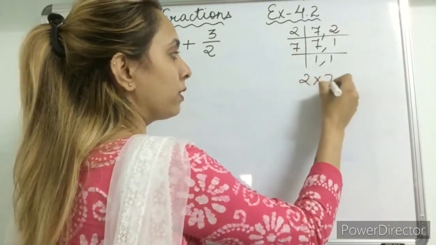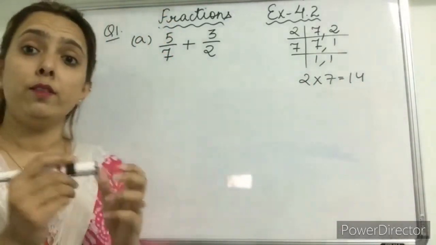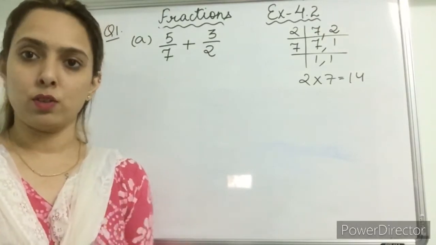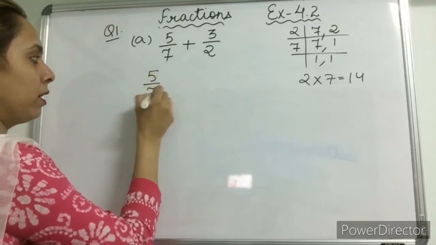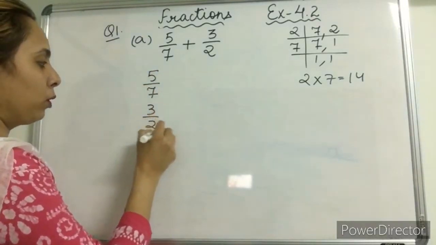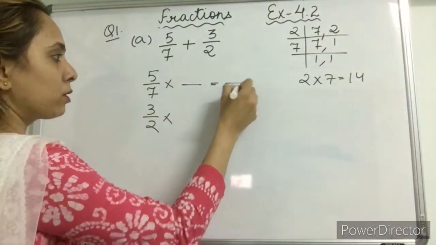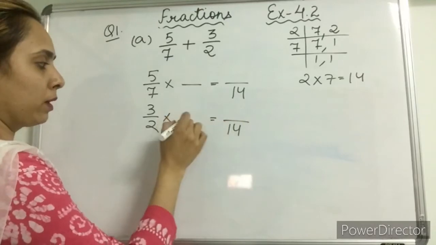Two 7s are 14. So 14 is the denominator. So we will convert these unlike fractions into like fractions first. Same procedure, 5 upon 7 and then you will write 3 upon 2, multiplied by the fractional bar is equals to this. Same procedure we have to follow every time.